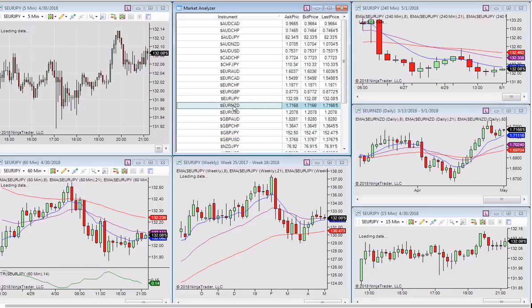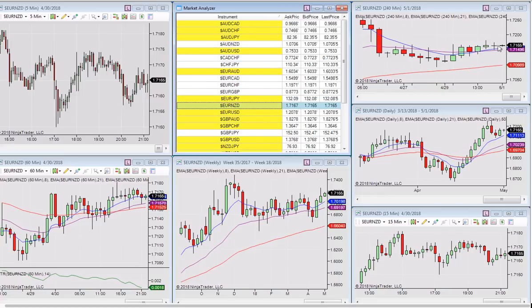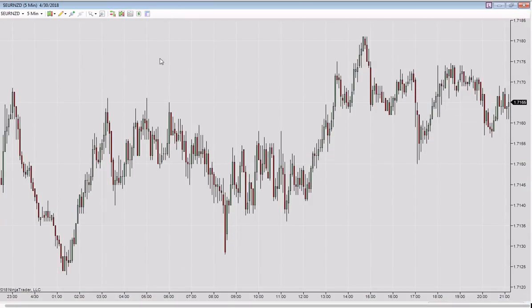No, that's one to steer clear. Euro NZD, the weekly is up. The daily is up. 240 is just up. The 60 is just up. Okay, we have our requirements met. Let's have a look at where we are.